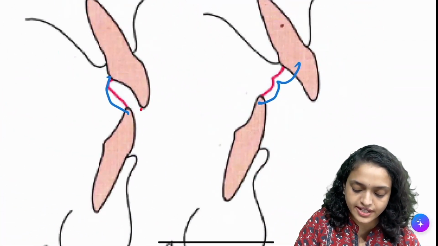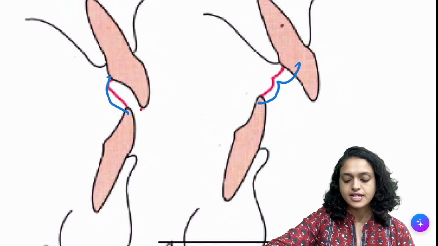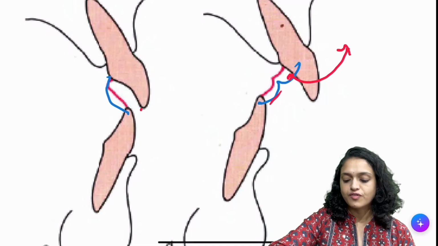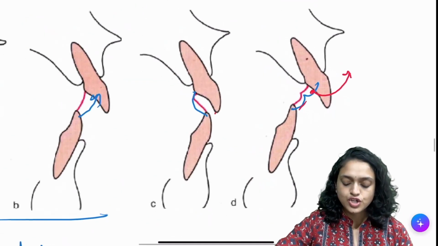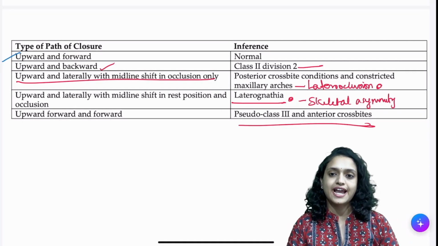When there is an anterior crossbite, the upper incisor will be retroclined. It moves upwards, hits, and again moves forwards and bites in the crossbite. So upwards, forwards, and forwards is seen in pseudo class 3 and anterior crossbites.